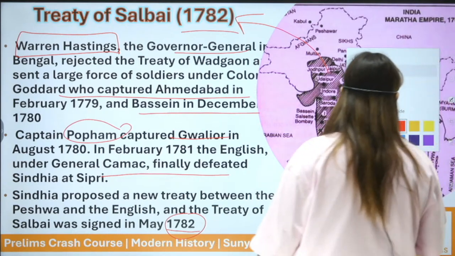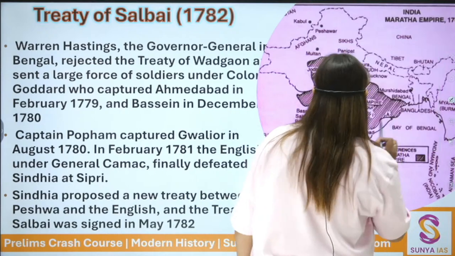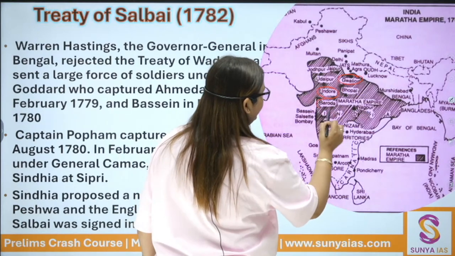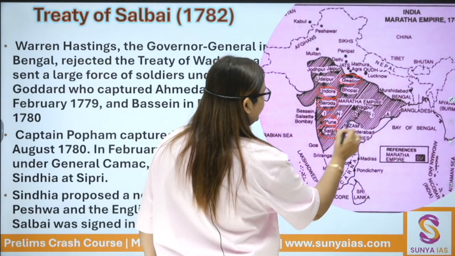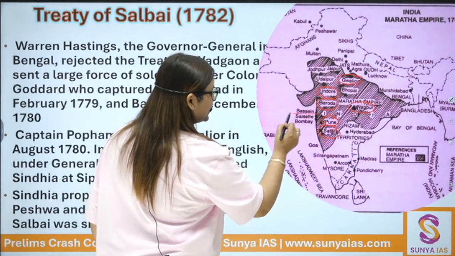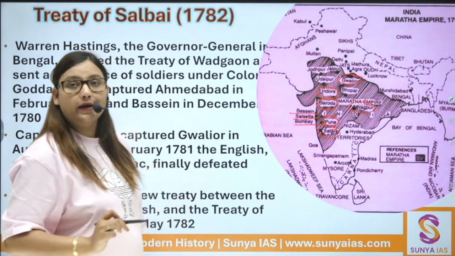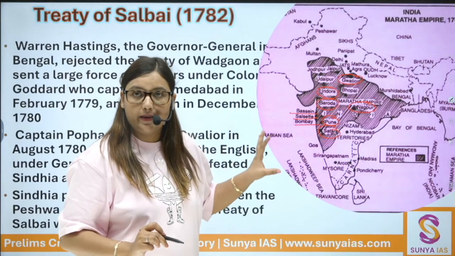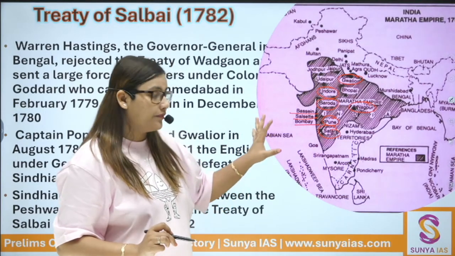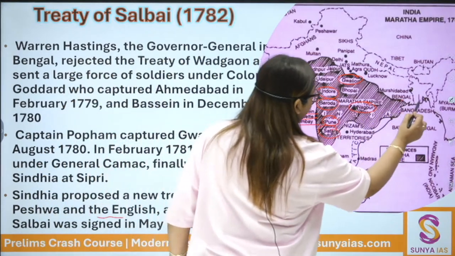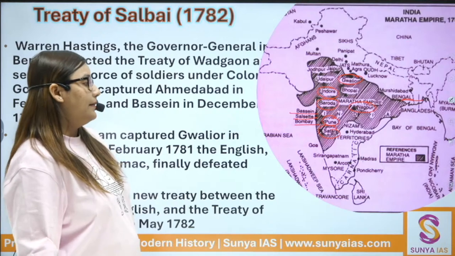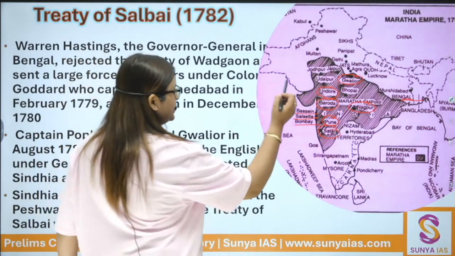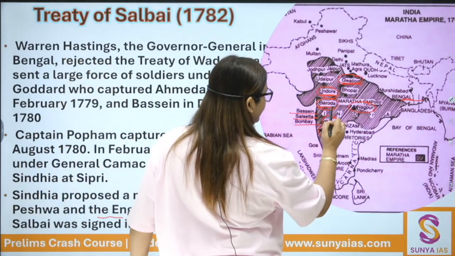Here, let's see a few important locations. Please come to this map carefully. This is Indore, Gwalior, Vadodara, Pune, Satara, Nagpur, Basin, Salsette, Bombay. You need to remember these locations, very, very important, extremely important. Just understand this. Here you see that Bengal is here. So this is the reference of the Maratha Empire, and we see how different chiefs were there: Gwalior, Indore, Baroda, Nagpur, Pune.